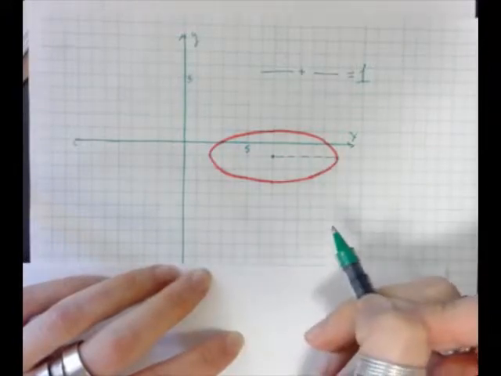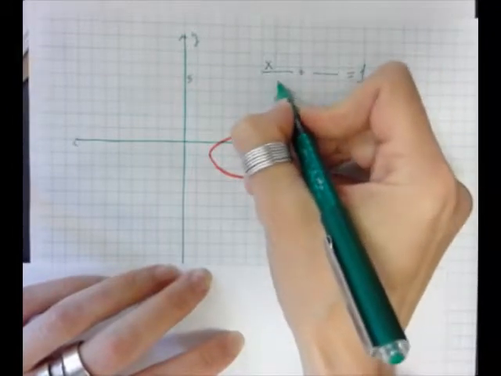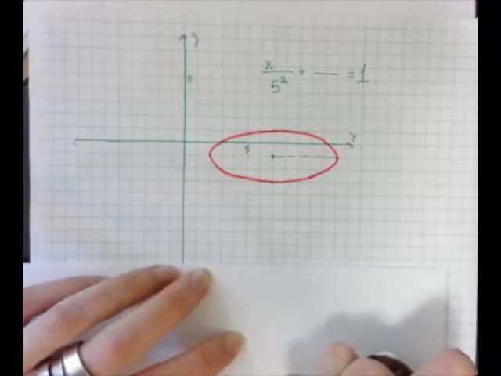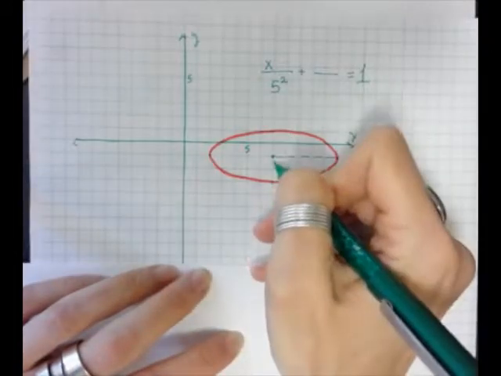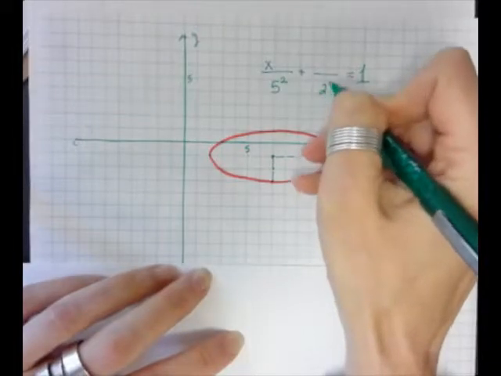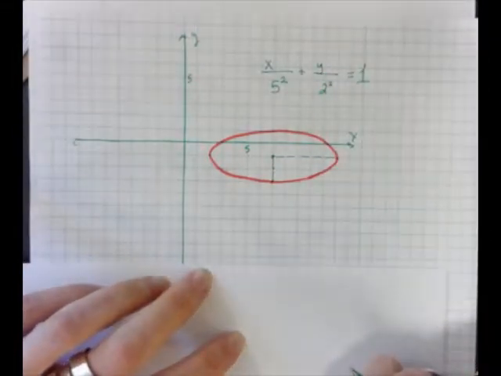So if my A is 5, I'm going to put that under my X value. And don't forget I have to square it. And then my B is 2, 1, 2. So I'm going to put that under my Y value, okay? And that's a horizontal ellipse.